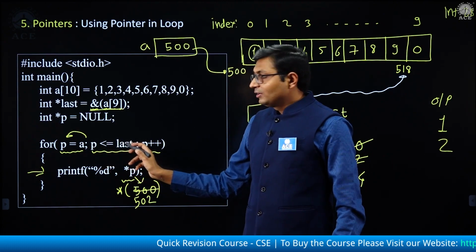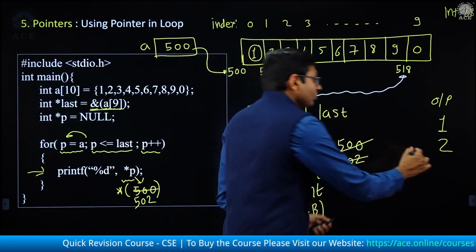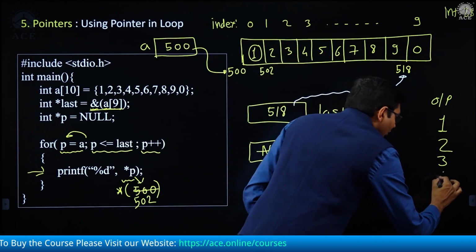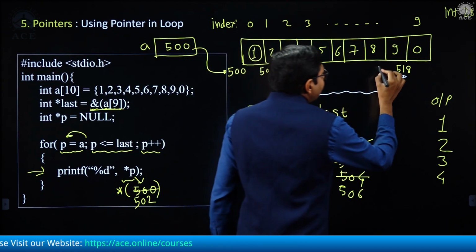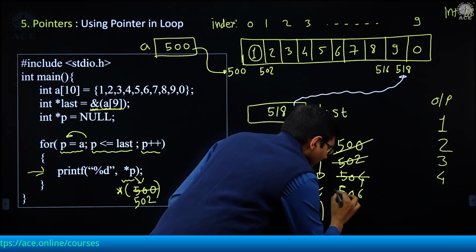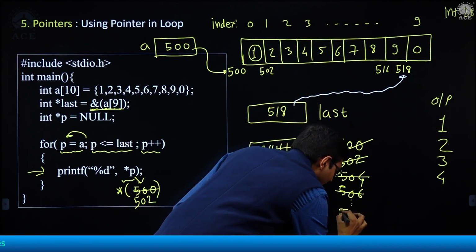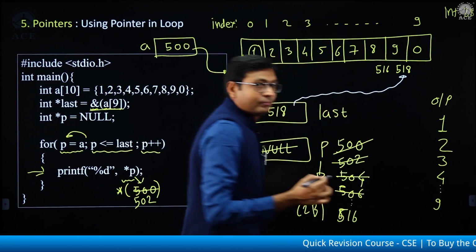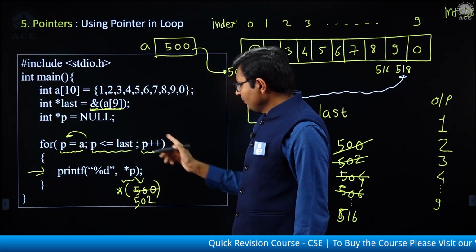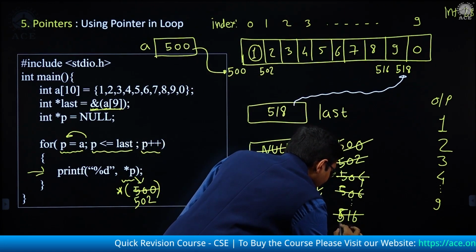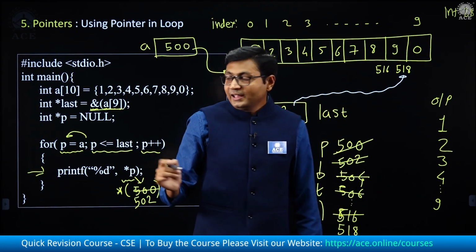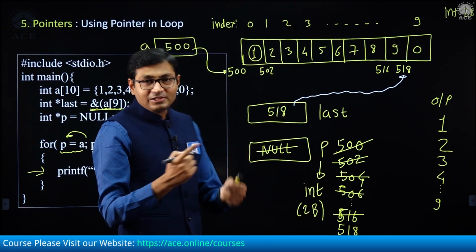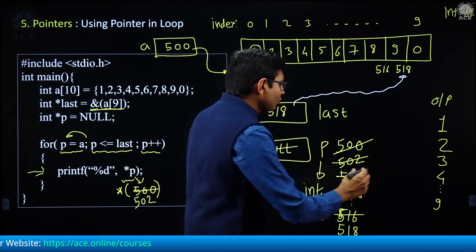And 504 less than or equal to 518. Yes, again. So that's why 3 will be printed. Again, this will be modified. 506. 4 will be printed. So let me put the address here, 516, isn't it? So eventually it will reach 516. So 9 will be printed. Alright. One more time, P++, that is 518. 518 is less than or equal to 518. The value of last is 518. Both match. The condition is true. Again print the last value, that is 0.